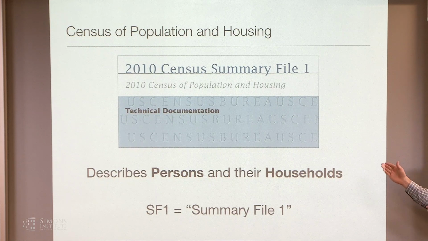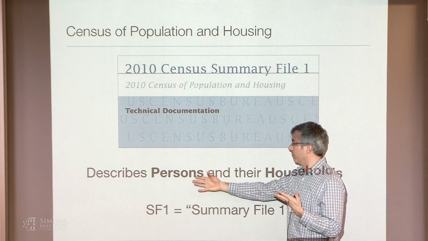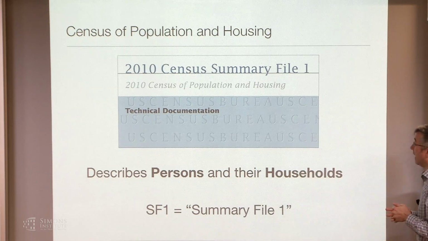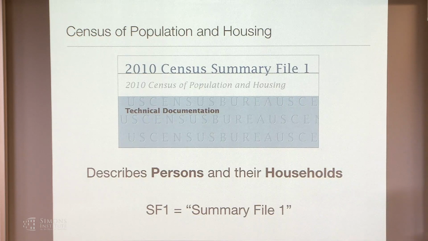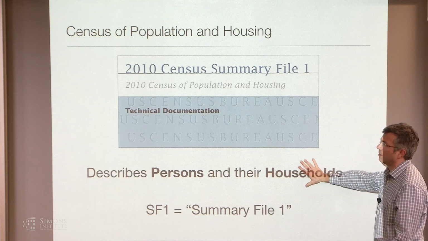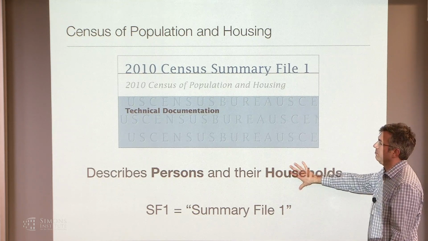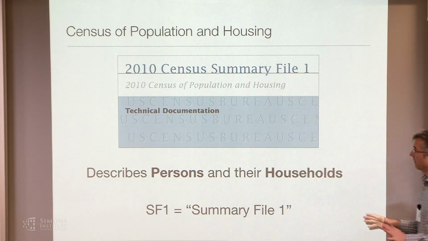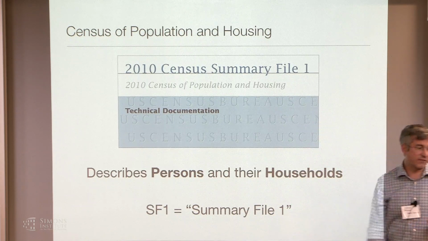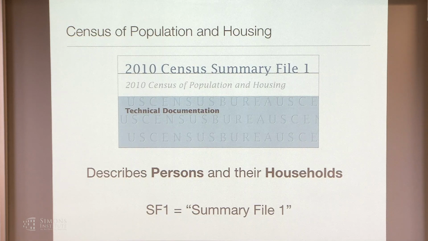And summary file 1 is one of their major data products. It describes persons, that is people, but they're called persons at the census, and how they are grouped into households, which are just groups of persons with a head of household and usually kids and extended family. We're not going to talk about households. Households are a little bit complicated. We're going to talk about queries over persons and keep things simple. And I'm going to refer to summary file 1 as SF1.